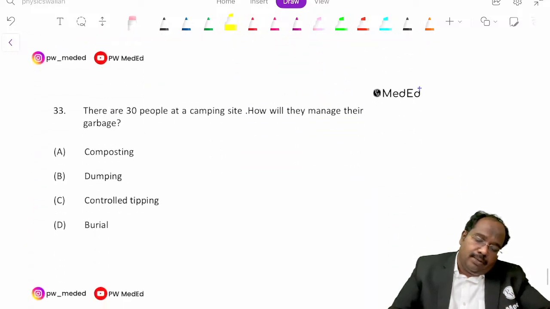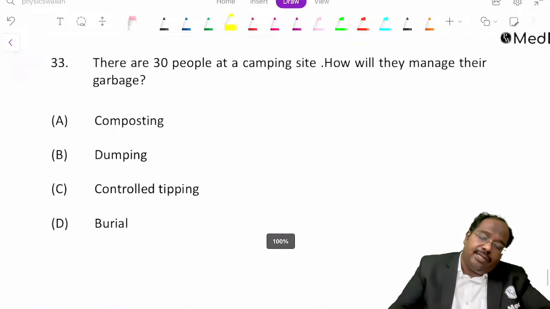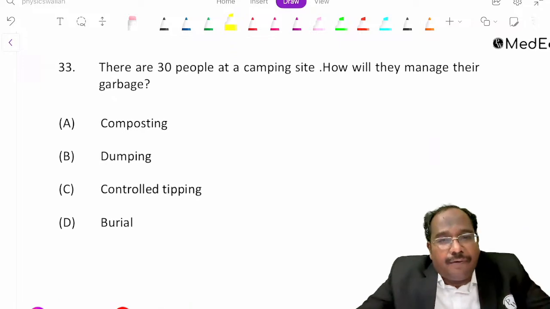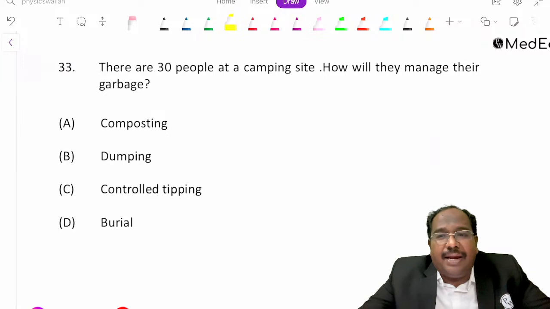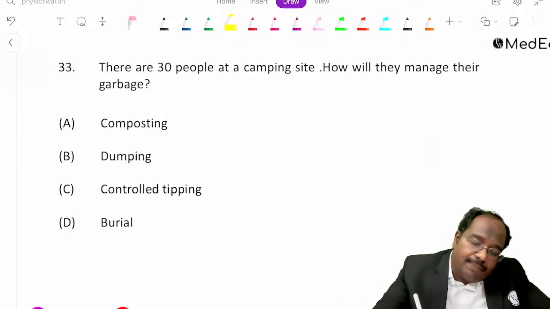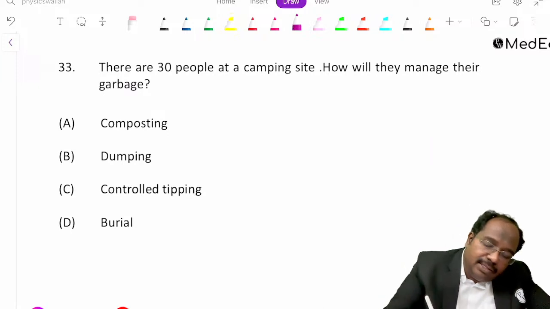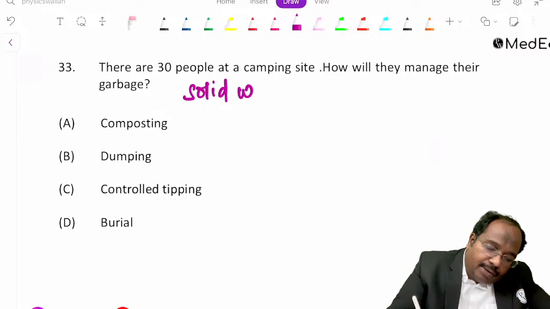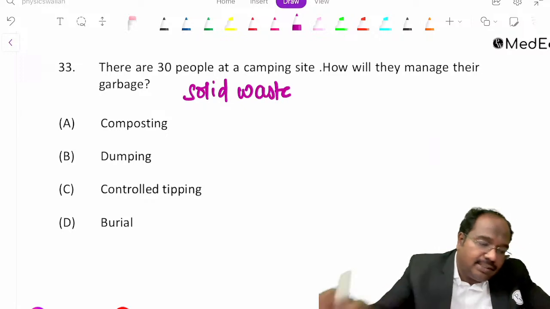This is also a recent question in your FMGE exam. There are 30 people at a camping site. How will they manage their garbage? Here the garbage is solid waste. What is the answer, guys?